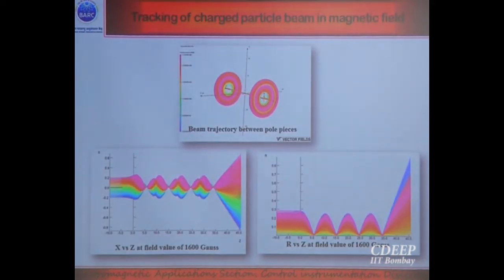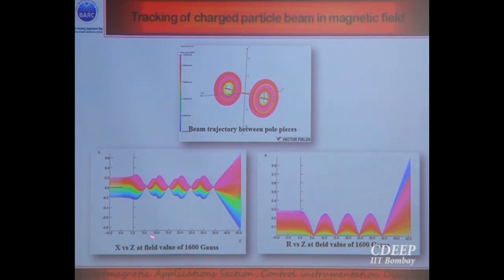And then tracking of the charged particle beam in the magnetic field. These are the two inherent pole pieces of the tube, where we have to retrofit the external magnetic circuits. If we see, this is the beam coming from the gun. Here we have assumed a parallel beam, but it's not actually the case.